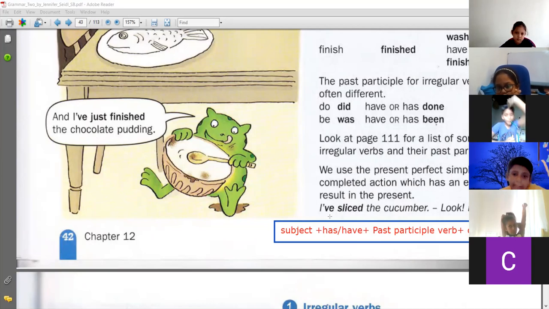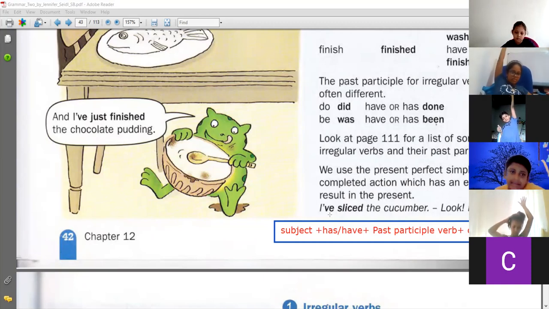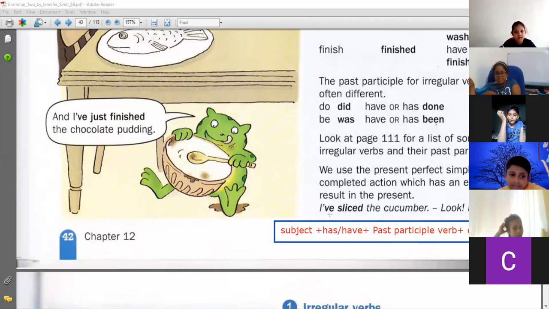Yes, teacher. Yes, now tell me who is the subject in this sentence? I have sliced the cucumber. I. Then has or have, which have they used there? Have. What is the past participle verb? Slice. Okay, object. What is the object? The cucumber. Cucumber. Okay.